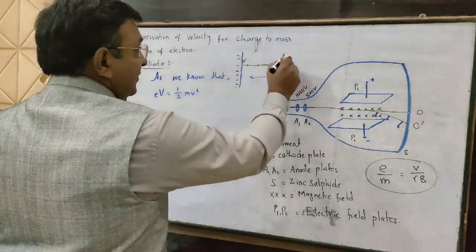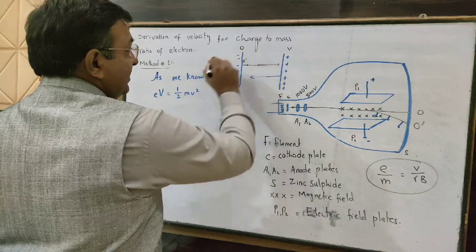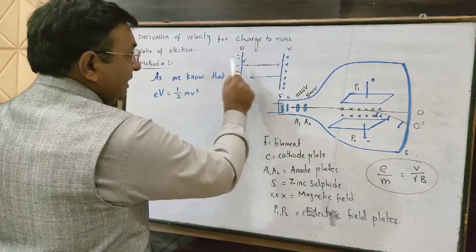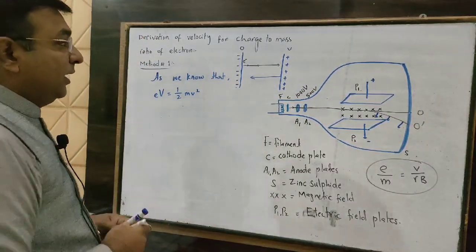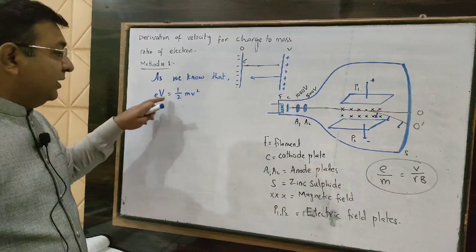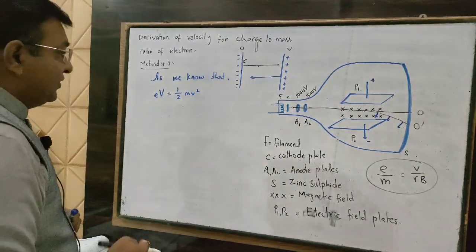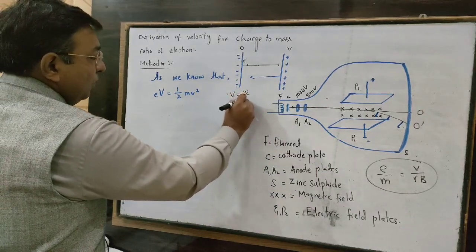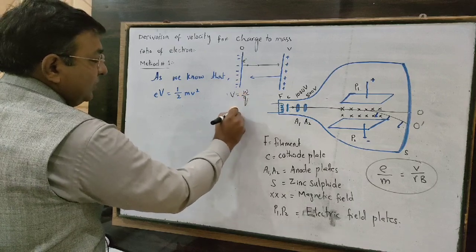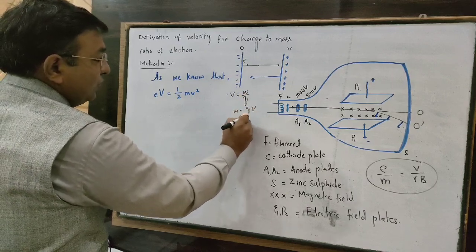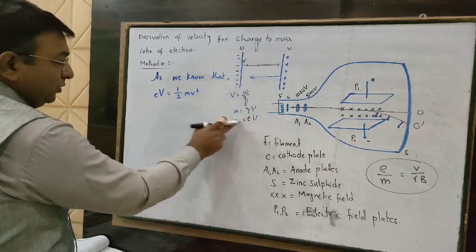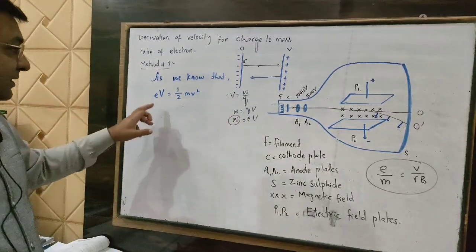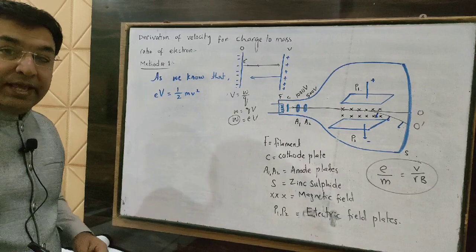If there is V volt and, for example, here is 0 voltage, then this potential difference V produces kinetic energy in this electron, and that kinetic energy 1/2 mv² is equal to electron volt. This relation holds good because potential difference is equal to work done per unit charge. By this equation we can write Q into V. If Q is equal to e, then eV is equal to work done or energy. So in this case, electron volt is equal to 1/2 mv².